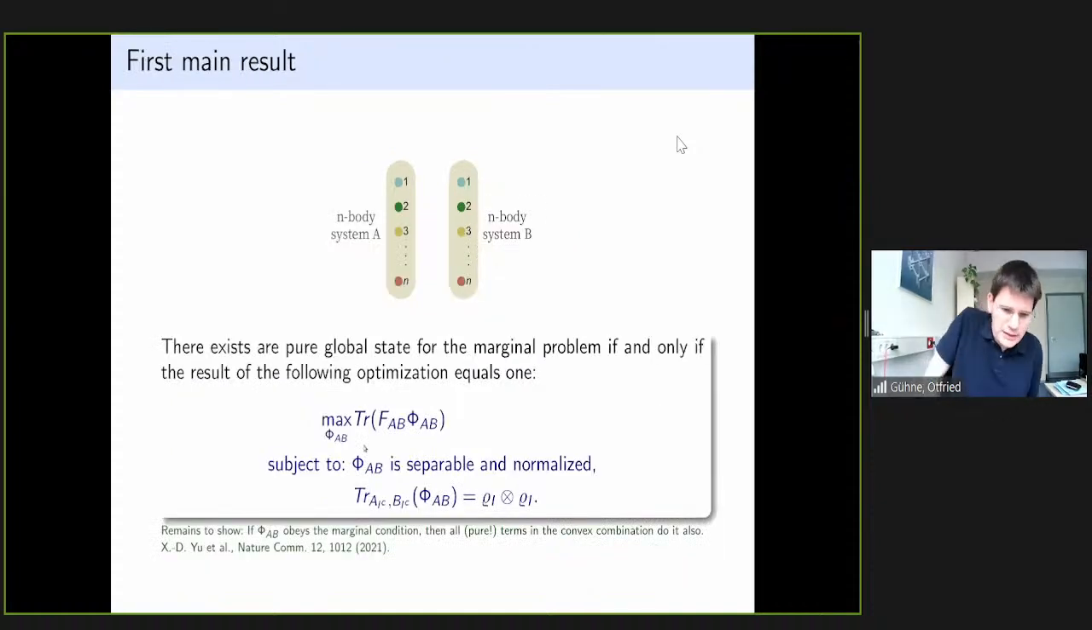So this is the first main result. We want to solve this marginal problem on these n particles, and we define our compatibility space for the marginals, and then we look at two copies of this. And the statement is that we can solve this marginal problem if and only if the result of this optimization is equal to one. The optimization is just the following. It takes an expectation value of the flip operator with a set of states. The states should be separable and normalized. That's more or less trivial, because all the states in the set C2 were separable. And in addition, this phi should obey the constraints of the marginals, that we want to have certain marginal structures.